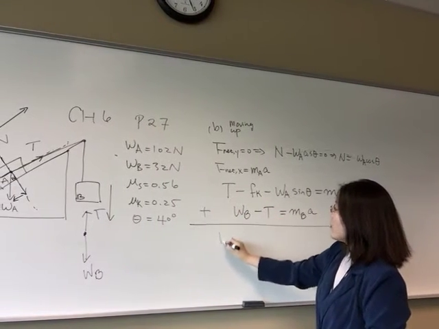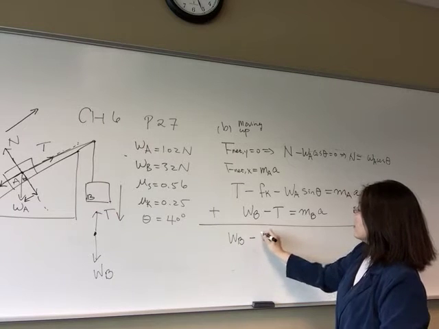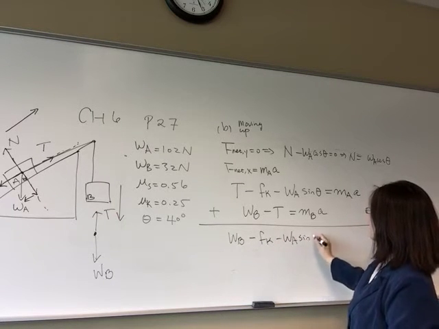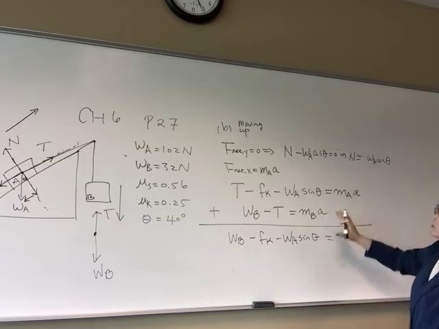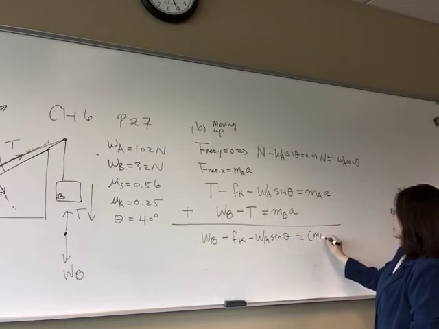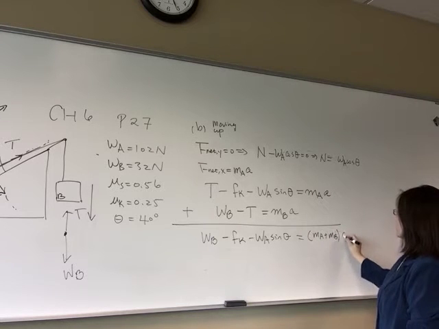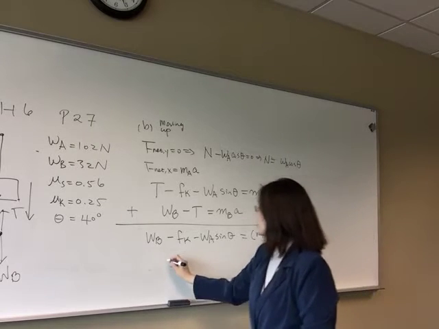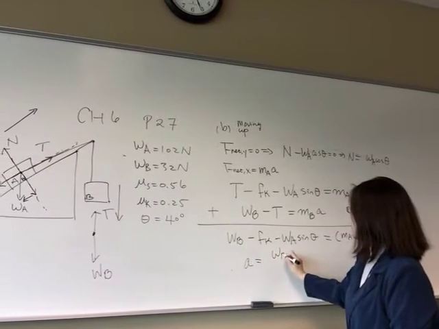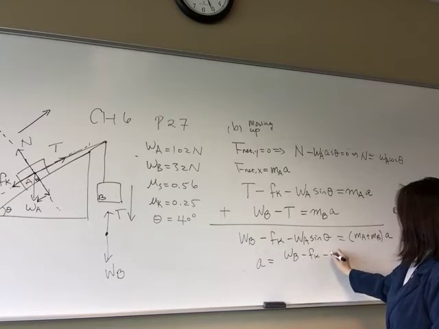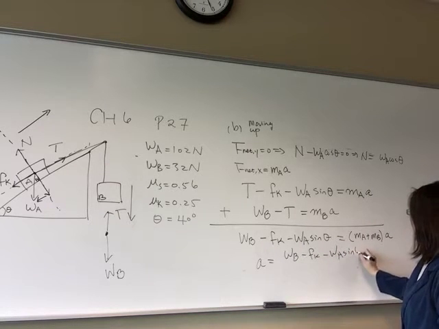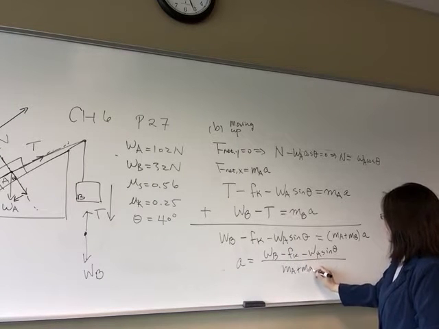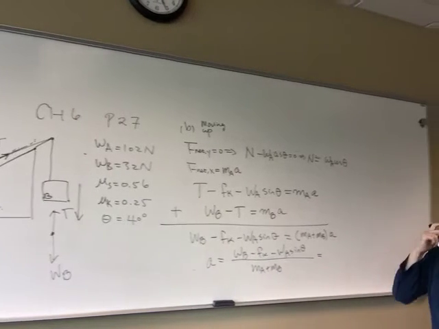So what we have here is the weight of block B minus frictional force minus weight of block A times sine theta, and when you add this together, that will be mass A plus mass B times the acceleration. So from here, you can calculate the acceleration, because your acceleration would just be WB minus Fk minus WA sine theta, over MA plus MB. So we're ready to plug in the numbers.